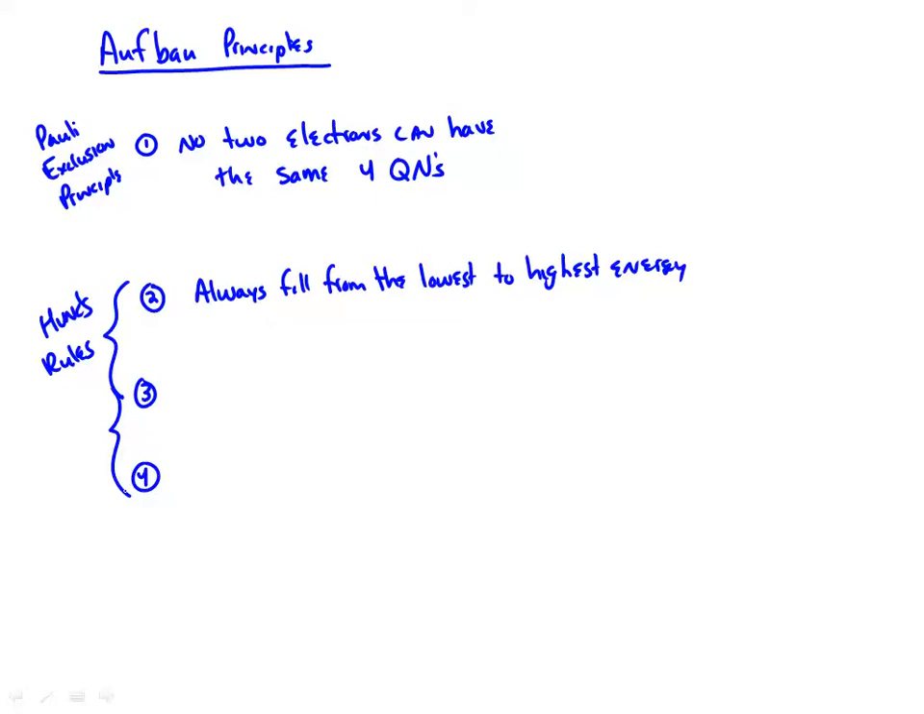Jess? What's this chapter all about? Quantum numbers. QN is quantum numbers. So we always fill from the lowest to the highest energy. What? Hund's. H-U-N-D-S.